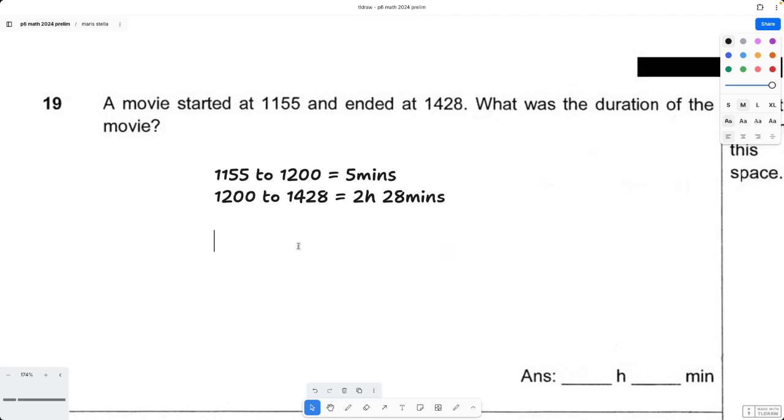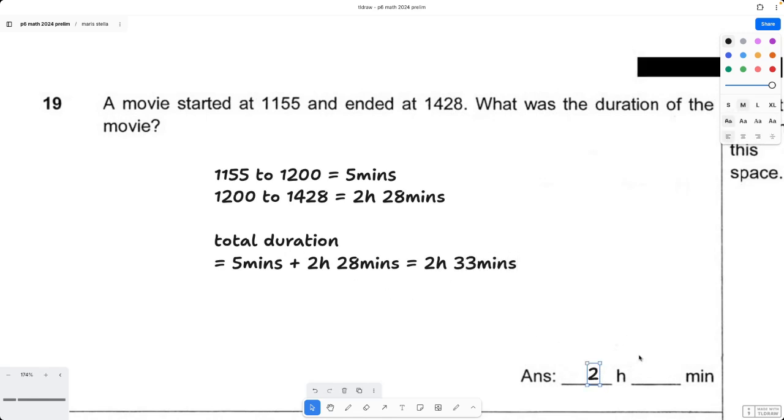So the total time duration is equal to 5 minutes plus 2 hours 28 minutes, which is equal to 2 hours and 33 minutes. So there you go, that's the answer: 2 hours and 33 minutes. Okay, let's move on to the next question.